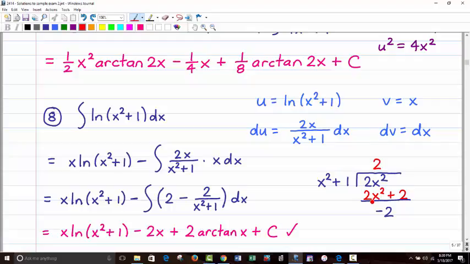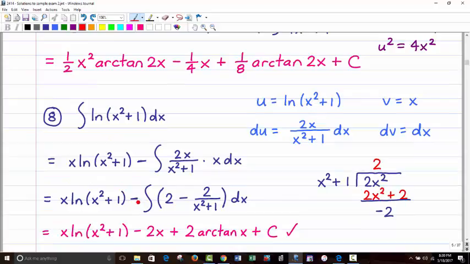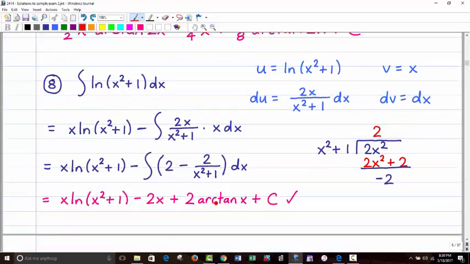So 2 times x squared will be 2x squared. 2 times 1 is 2. Subtract makes that a negative 2. And then, so we come over here, be careful with the minus again, because minus and that minus becomes plus. So this integral becomes the integral of 2 minus 2 over x squared plus 1, which is in perfect arctan form. So the antiderivative of 2 would be 2x, and then 2 over x squared plus 1 would just be 2 arctan of x. And there we go.